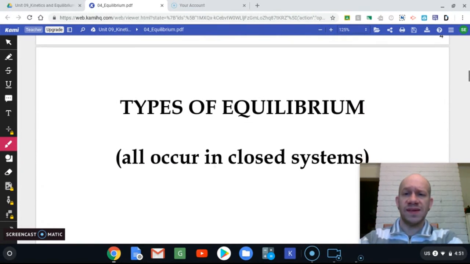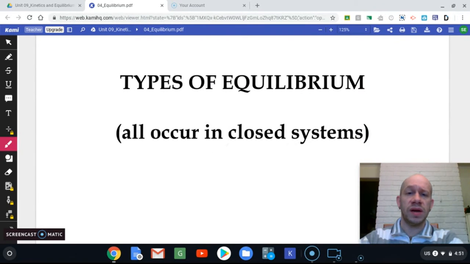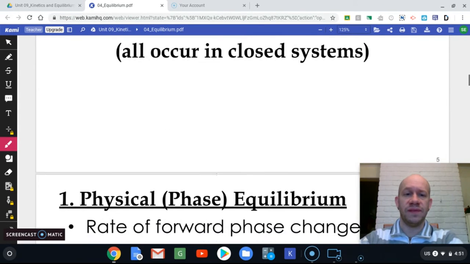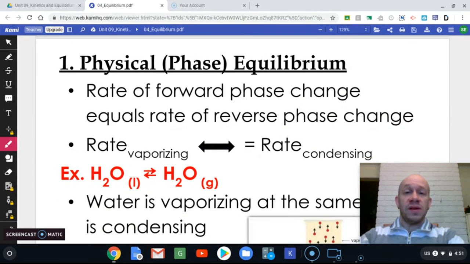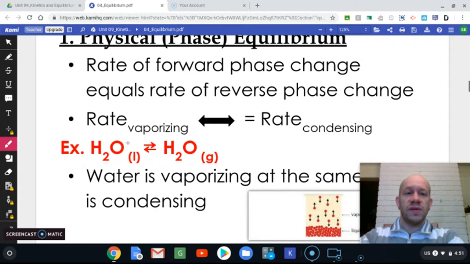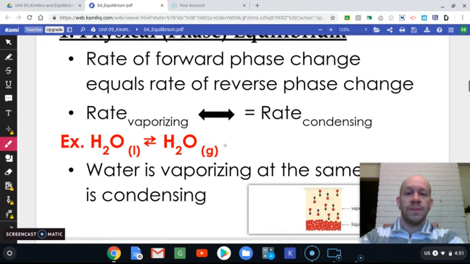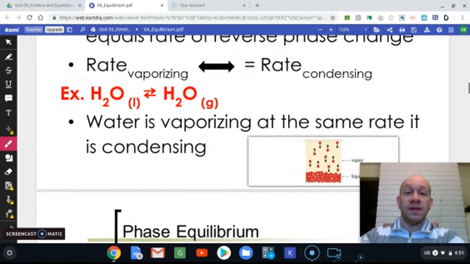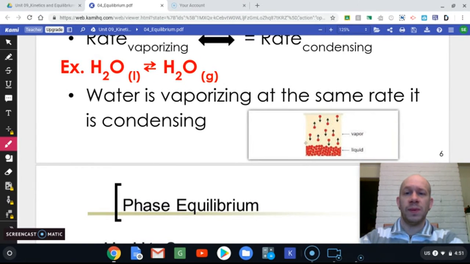There are different types of equilibrium, and these all occur in a closed system. That's our caveat for this. We have a physical or phase equilibrium, where the rate of the forward phase change equals the rate of the reverse phase change. For example, the rate of vaporizing is equal to the rate of condensing. Therefore, I have an equilibrium between our solid, our liquid, and our gas. This means the water is vaporizing at the same rate it is condensing. That is what would happen inside a closed container of liquid.